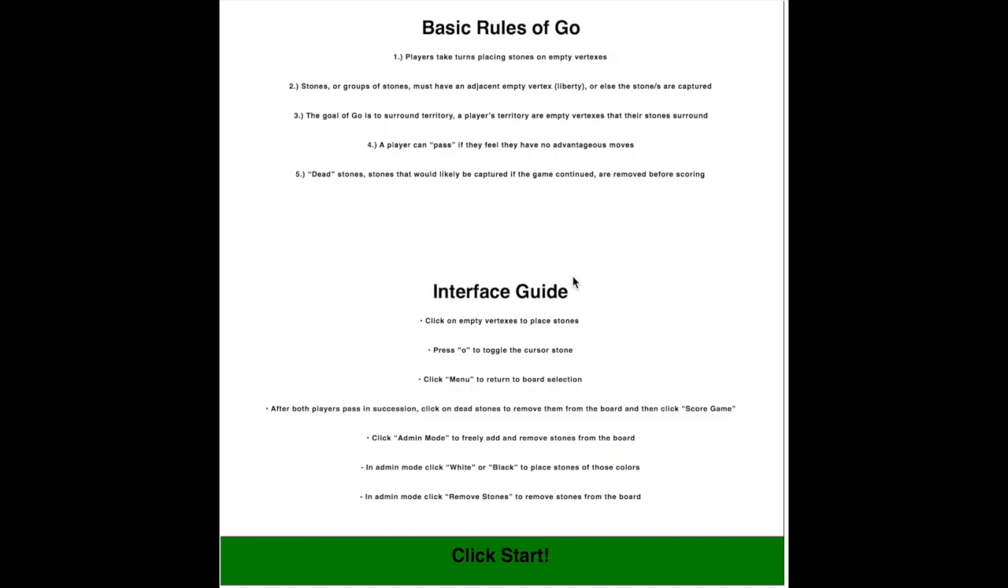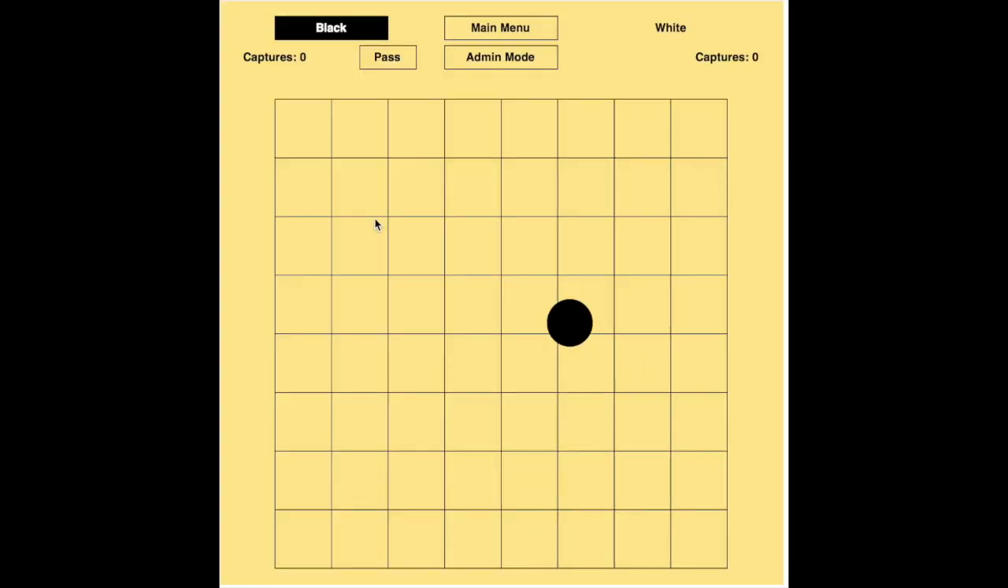A player can pass if they feel they have no advantageous moves left. And then at the end of the game, dead stones are stones that would likely be captured if the game were to be continued, and they must be removed from the board. I won't go over the user interface here, so I'll go ahead and click Start.